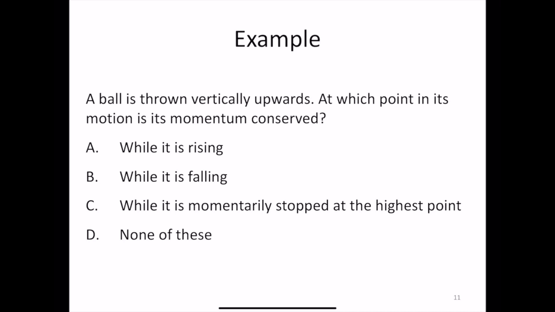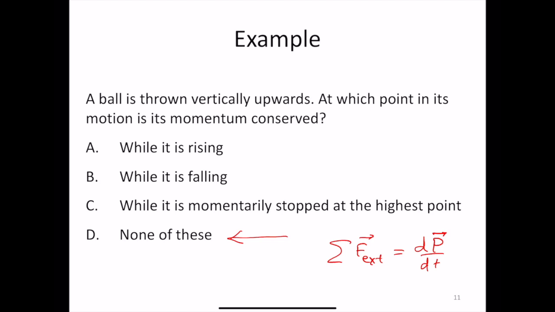Okay, so a ball is thrown vertically upwards. At which point in its motion is the momentum conserved? The correct answer is none of these. The momentum of this ball is not going to be conserved. Why is that? Because remember the equation, net external force is equal to the rate of change of the total momentum of the system, right? Momentum is conserved only when the left-hand side of this equation is 0. The net external force is 0.